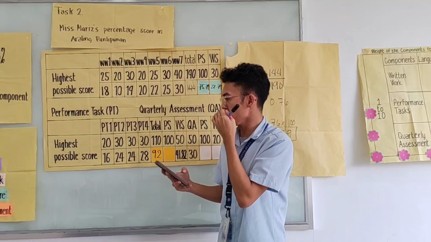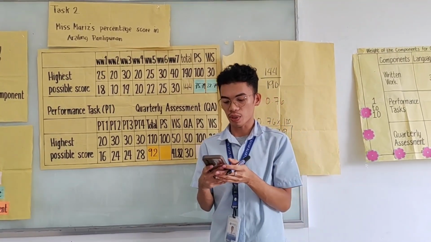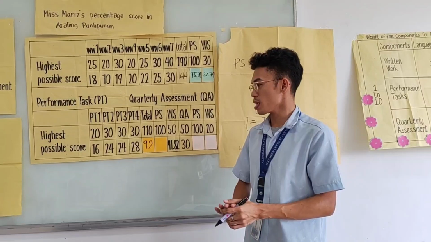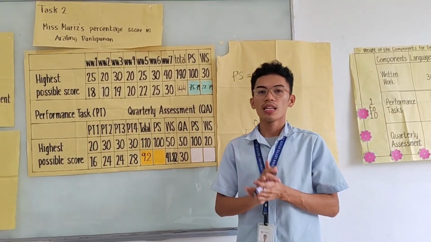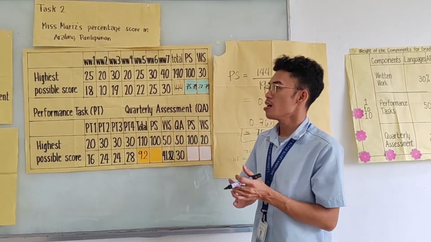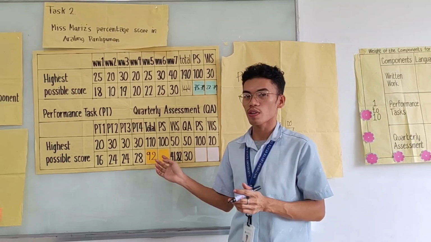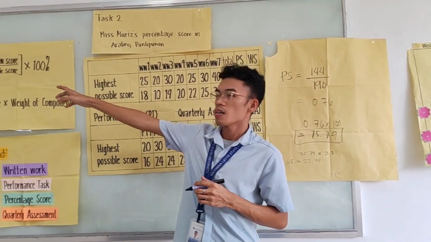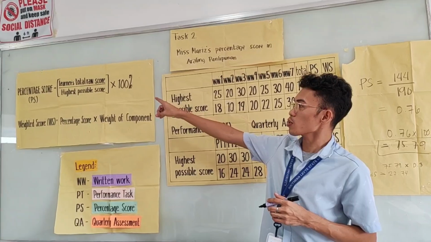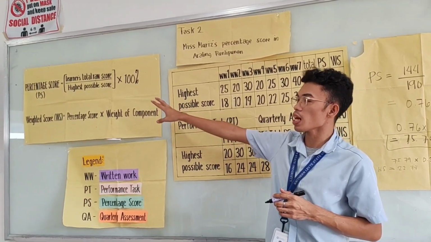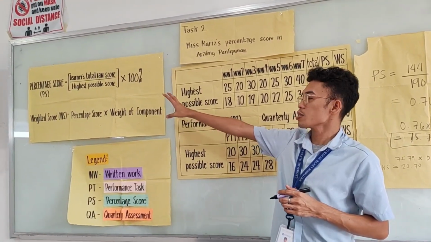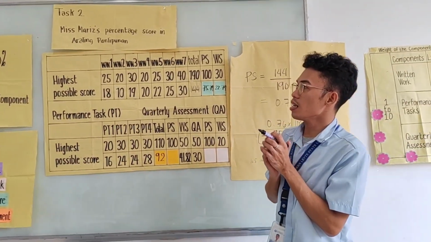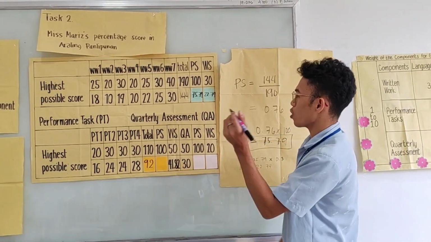So, that's her total row score in her performance task. Since we already calculated her total row score, which is 92, next we're going to solve her percentage score. The formula for getting the percentage score is to divide the learner's total row score by the total highest possible score, times 100%.